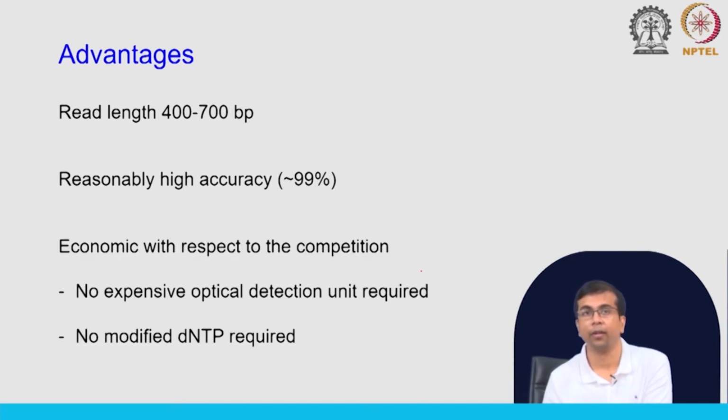Which is good. It is also quite economic compared to the competition, because you do not need any optical detection in it, which could be a bit expensive and requires a higher capital cost for the machine, whereas here you need less capital cost. The machine is not so expensive because you do not have any optical detection unit, you have a semiconductor based pH sensor which is more economic, and also we do not need any modified dNTP. This also reduces the operating cost of the system. What are the drawbacks?